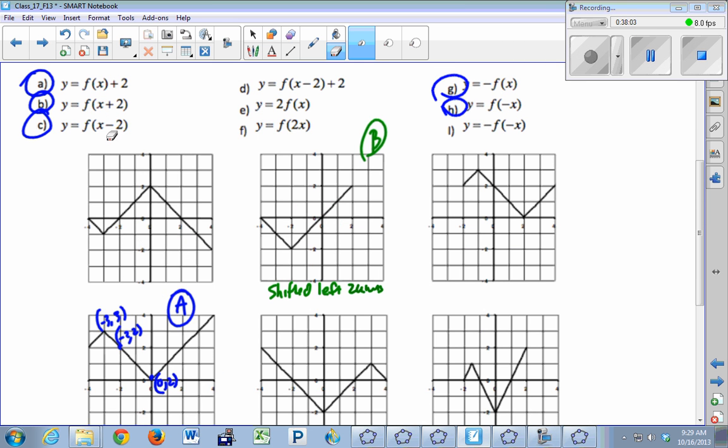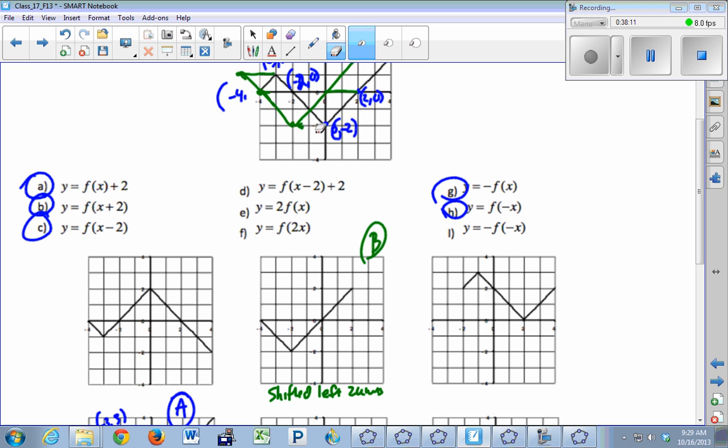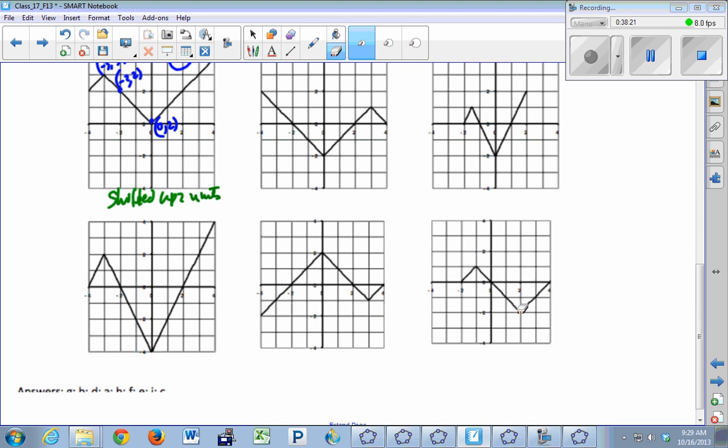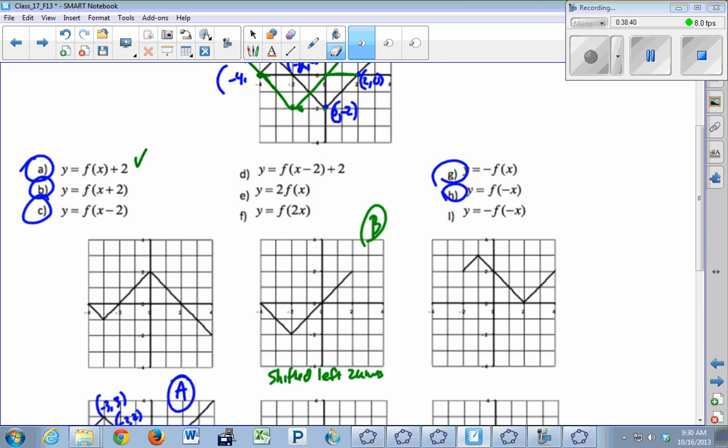Now this one, you're still acting on the inside. It's a horizontal change, but it's to the right 2 units. So now you look for your lowest point here to go to the right 2 units. So to find that function, you go down to here. This entire function is now shifted 2 units to the right. So this is C, shifted 2 units to the right. Okay. Now that takes care of those first 3.